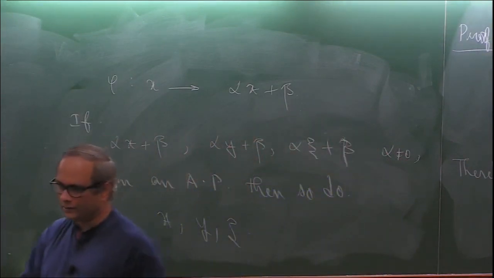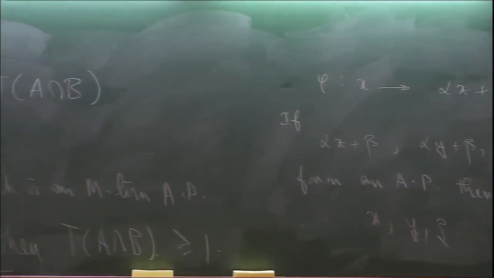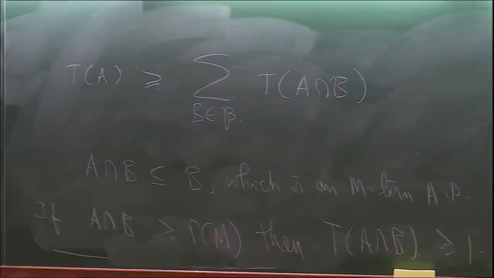Okay? So, therefore, you see that if A intersection B is a subset of an M-term AP, and R of an M-term AP is the same as that of R of M. The size of the biggest subset of an M-term AP not containing a 3-term arithmetic progression is the same as the size of a similar subset in 1 to M, because an M-term AP is simply the image under a homothety. Yeah?